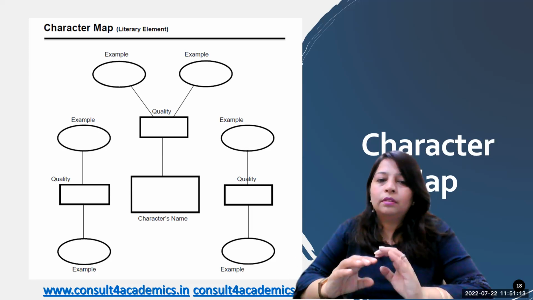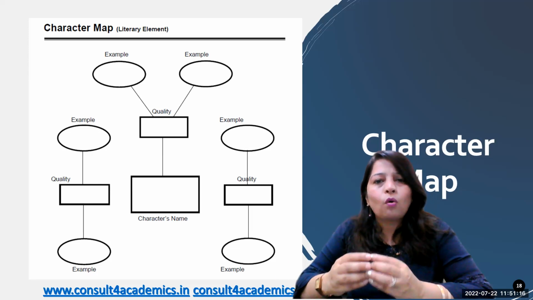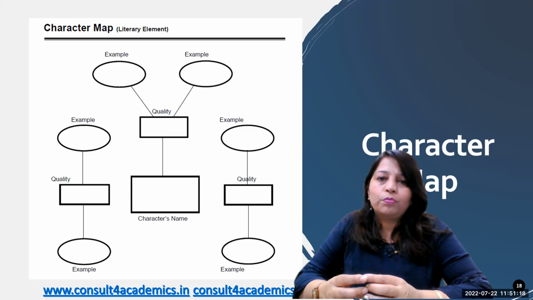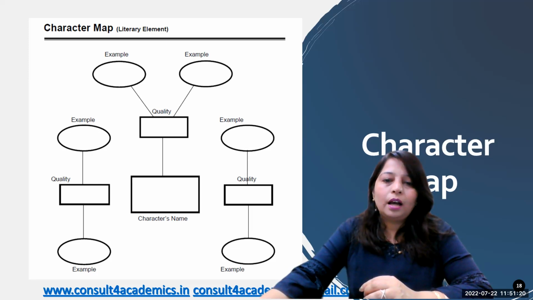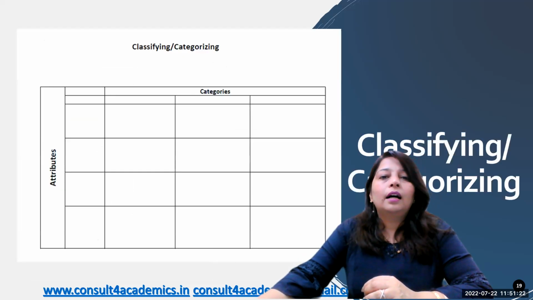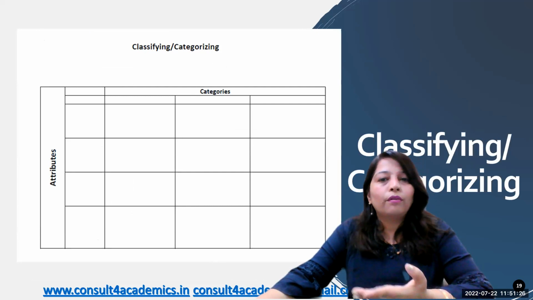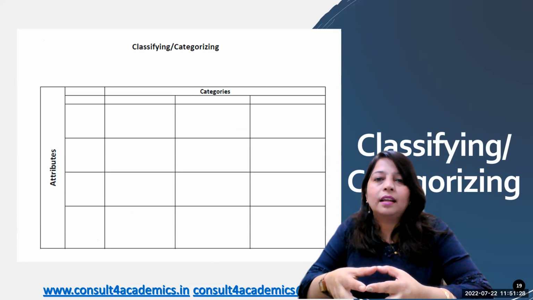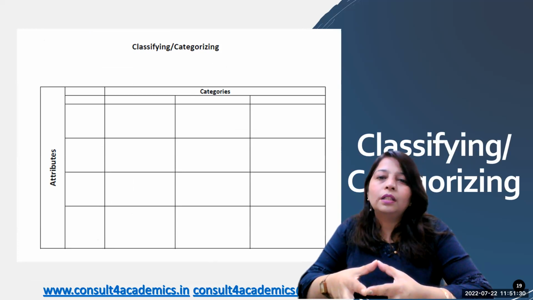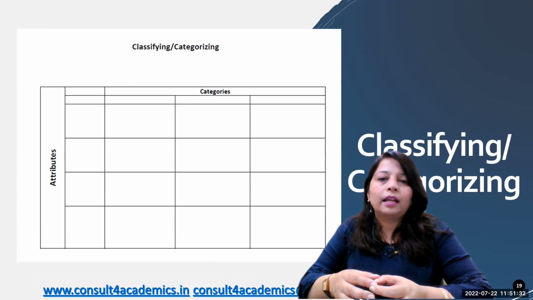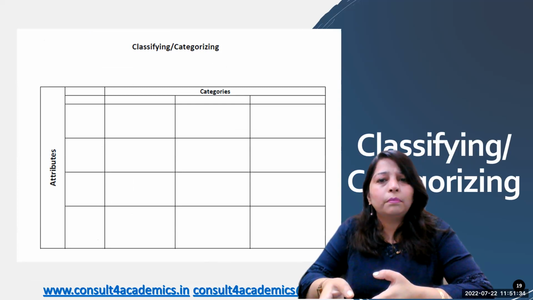Right? So they can just make it according to the number of qualities that they have observed. Now, let's go ahead: classifying and categorizing. You see, there are a number of instances when we ask our students to categorize. Maybe they are categorizing simplified or non-simplified equations.